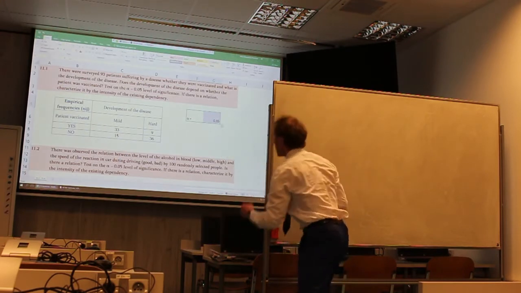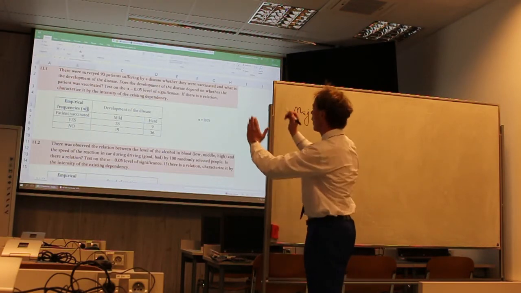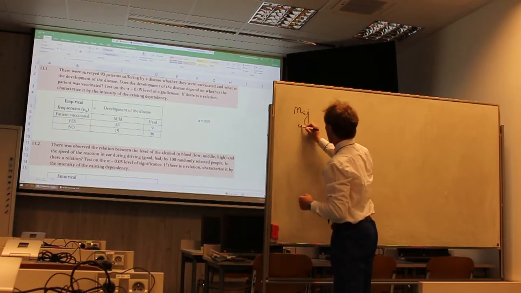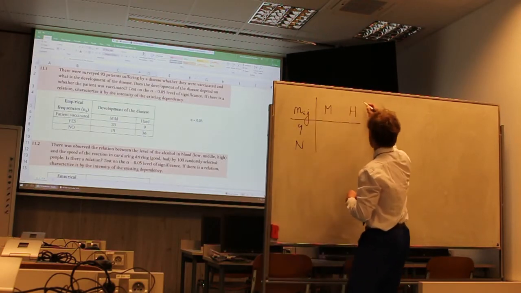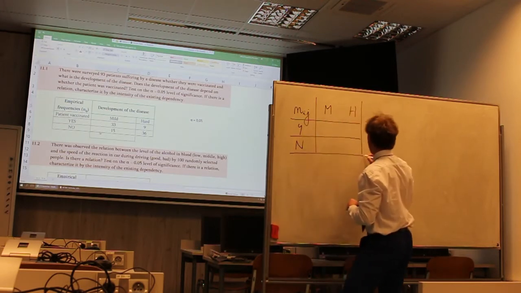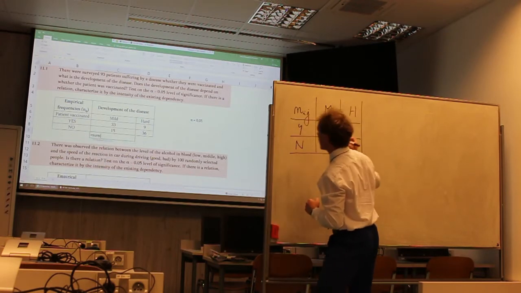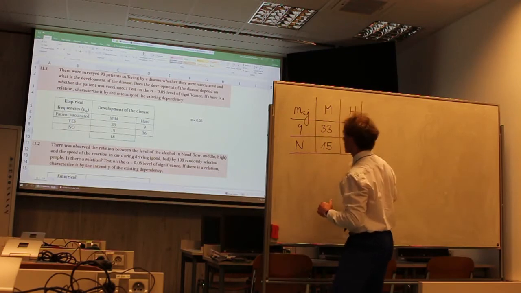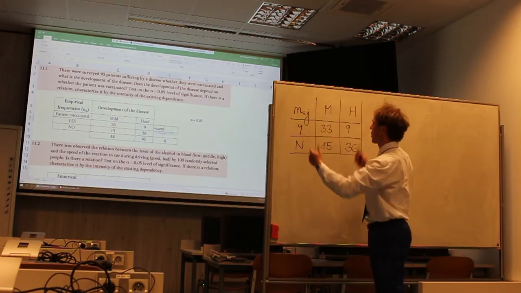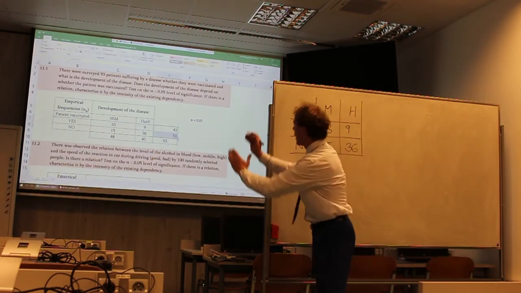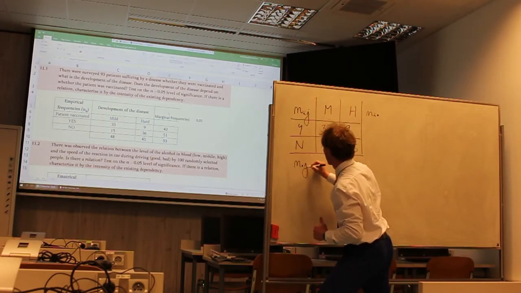Do you remember the contingency table of empirical frequencies, n_ij? I will rewrite this table on the whiteboard. Patient vaccinated, yes or no, and development of the disease, mild and hard. So we have a contingency table, 2 times 2, with 2 rows and 2 columns, with values 33, 9, 15 and 36. Very quickly, because you already have this from the end of the third seminar and the beginning of the fourth seminar. So we need marginal frequencies, n_i. and n_.j.